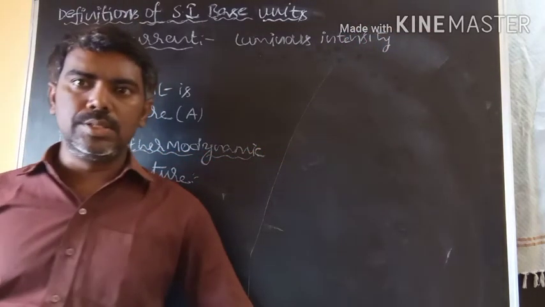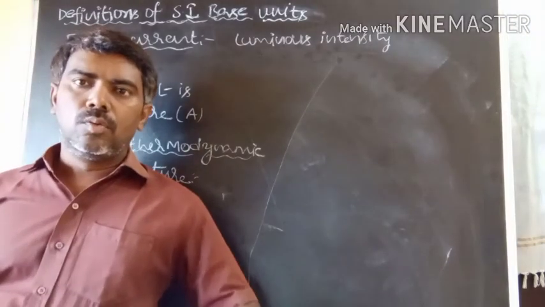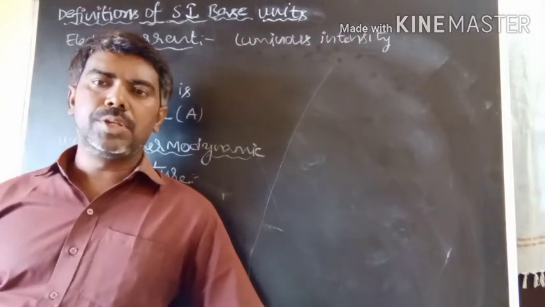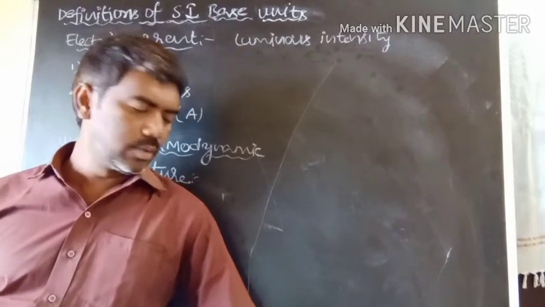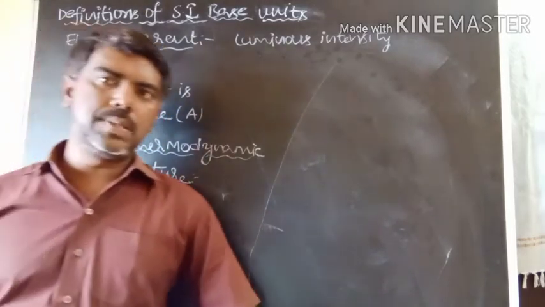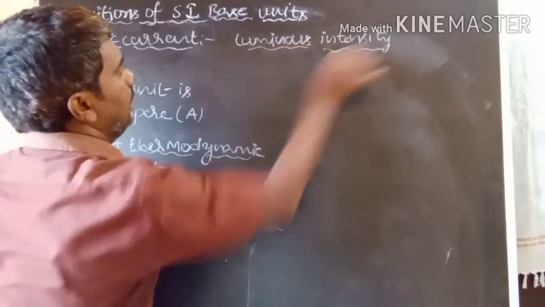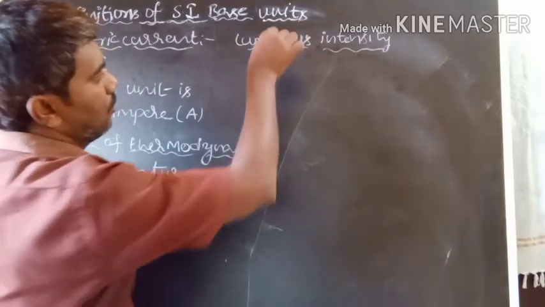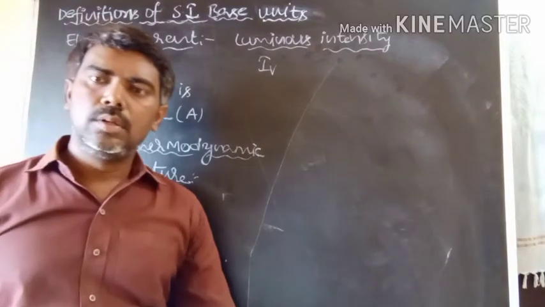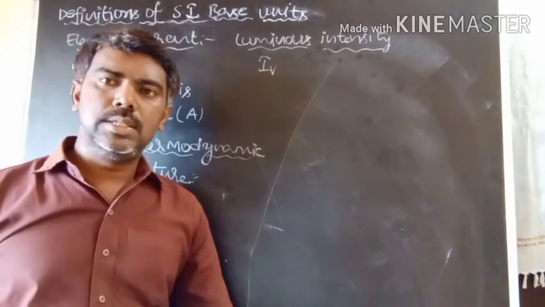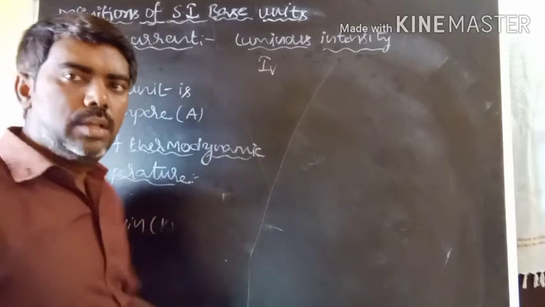Luminous intensity. First of all, what is the representation of luminous intensity? The luminous intensity can be represented by IV. It can be denoted by IV. Then what about the units of luminous intensity?